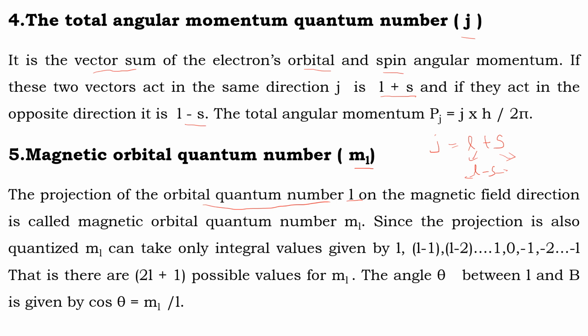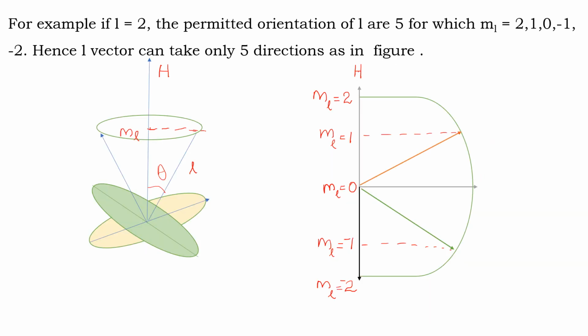Since the projection is also quantized, ml can have only integral values, that is L, L minus 1, L minus 2, and so on, up to minus L. That is, there are a total of 2L plus 1 possible values for the magnetic orbital quantum number ml. Here, the angle theta is the angle between the L vector and the B vector. Here we can represent it as the magnetic field.